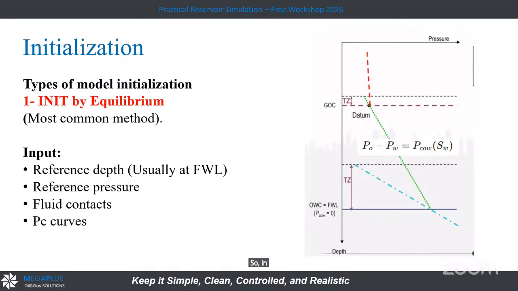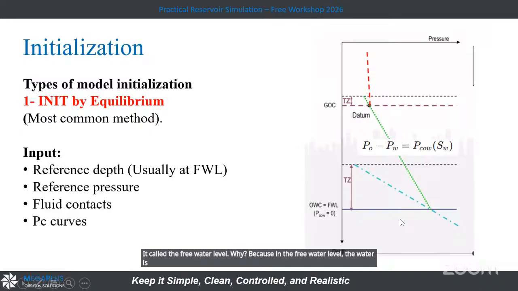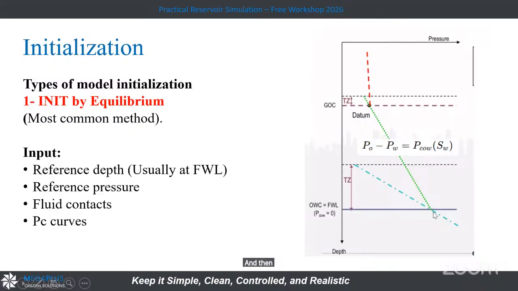So in the simulation, this intersection that we inserted in the model is called the free water level. Why? Because at the free water level, the water is 100% and not movable. So at the free water level, the capillary pressure will be zero. And then it will distribute according to the capillary pressure distribution that I will insert. Okay?